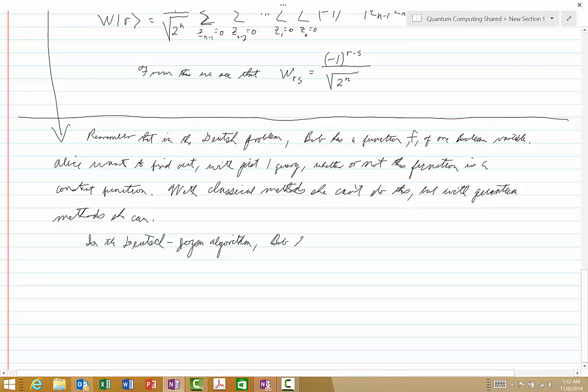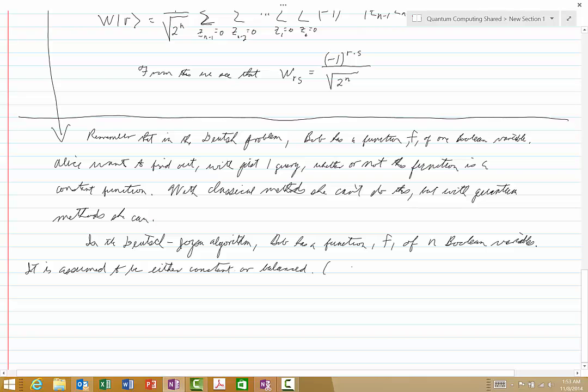Bob has a function f of n Boolean variables. It is either constant or balanced. Let me actually rephrase that sentence just to make this clear. It is assumed to be either constant or balanced.